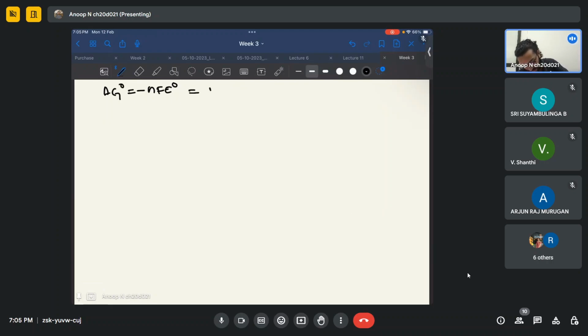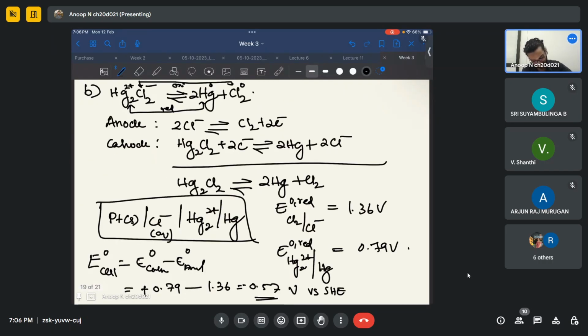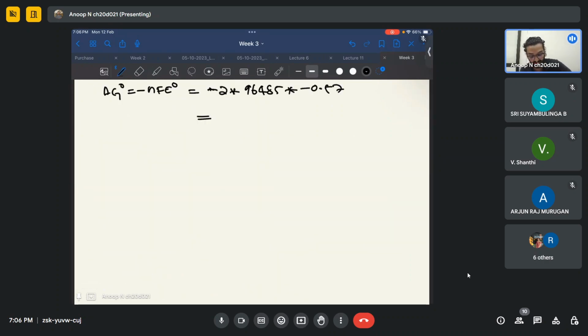So minus nFE0. How many electrons are there? Minus 2 into 96485 into E0 value, which is minus 0.57. What is the value? Someone finish the calculation and let me know. I'm writing it fast. If you are not able to read some numbers or something, please feel free to tell me. There is no problem in that.